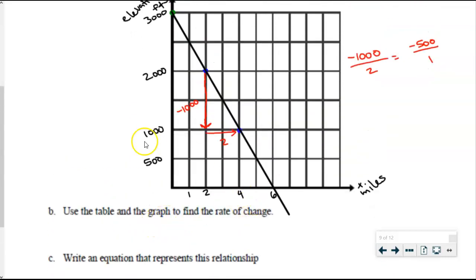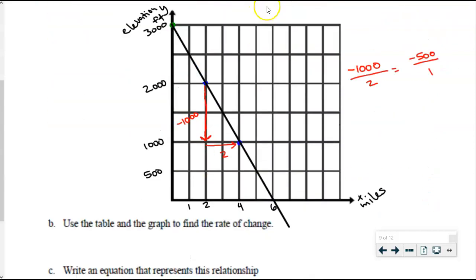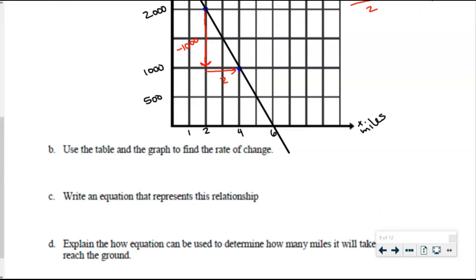Write an equation that represents this relationship. Again, this is different than the other ones, but based on what we have already seen, we know how important that rate of change is in our equations. We also know how important where we're starting is in the equations. So take a second and pause the video and see if you can write your own equation.